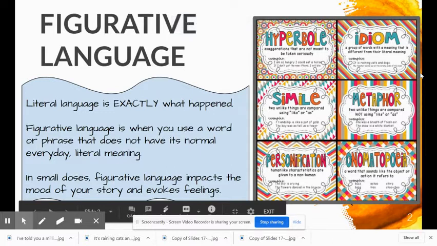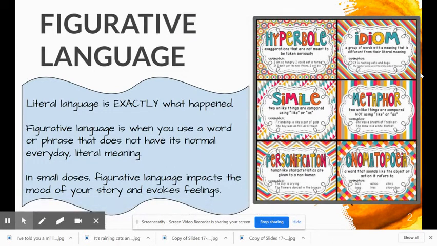Let's just review some of this figurative language. I know that you have learned this before, maybe even as early as third grade, but it's a good thing to review it and think about it. So figurative language is when you use a word or a phrase that does not have its normal, everyday, literal meaning. So, hyperbole is an exaggeration that's not meant to be taken seriously. For example, I am so hungry I could eat a horse. If I don't get the new iPhone, I will die. Okay, those really are really exaggerated.